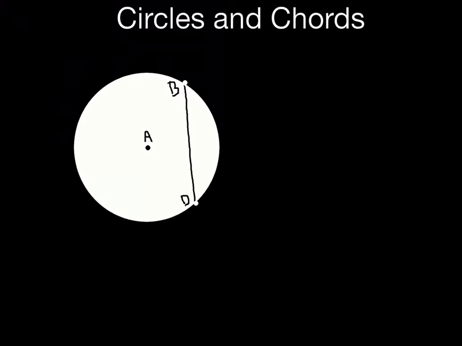Now, a chord is a segment that has both endpoints on the outside of the circle. So you can see I have a chord drawn here, a chord BD. You could have a diameter that actually goes through the center. That's actually a chord. A diameter is a special type of chord. But a chord, nonetheless, is a segment with both endpoints on the edge of the circle.